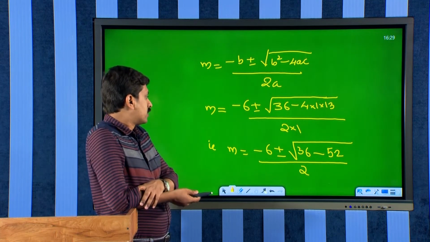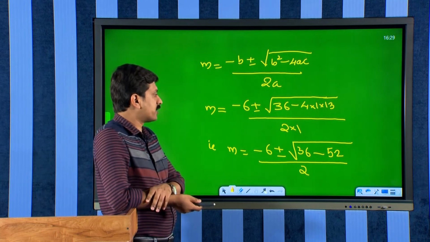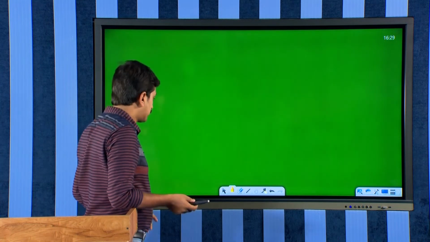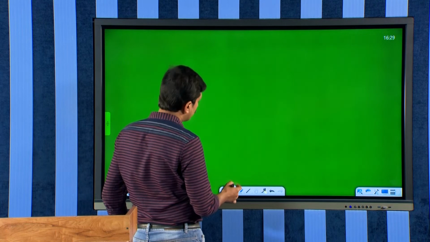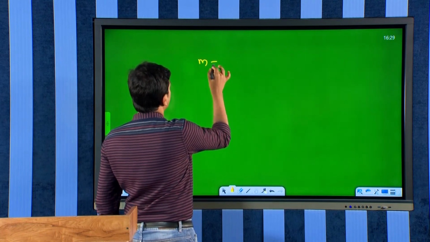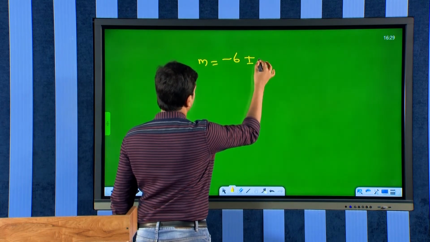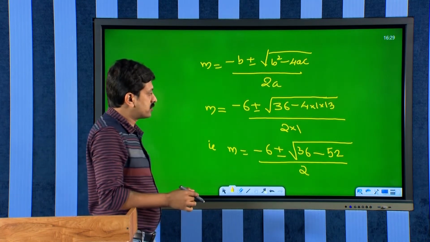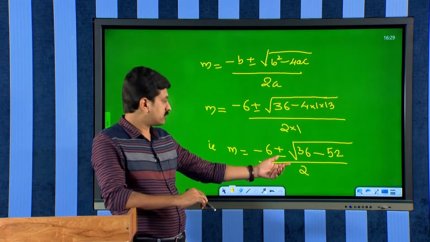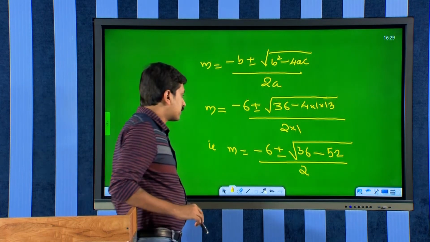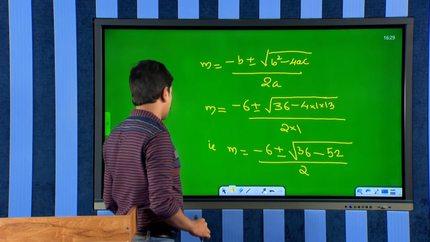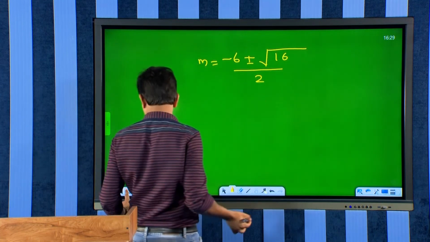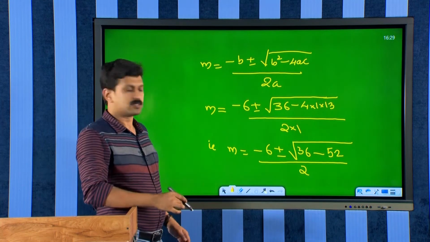Okay, fine. Now, m is equal to minus 6 plus or minus root of 36 minus 52, all divided by 2. 36 minus 52 is equal to minus 16.